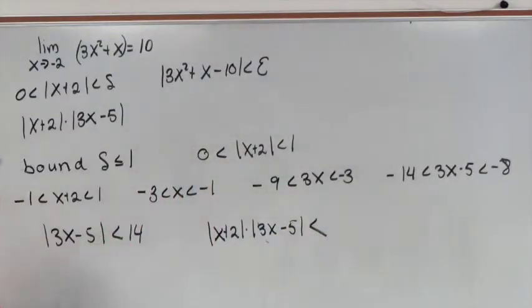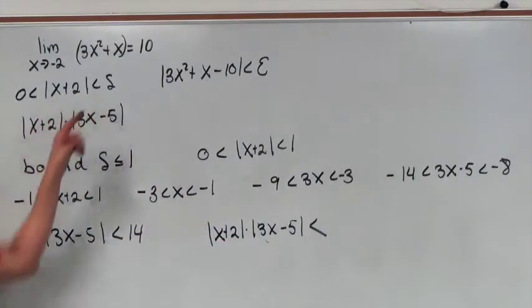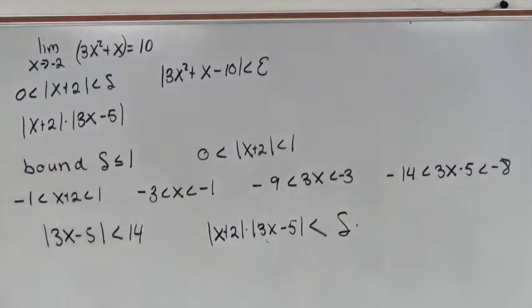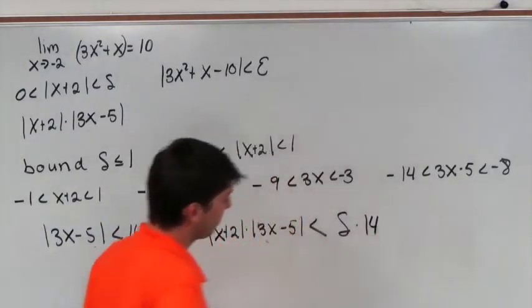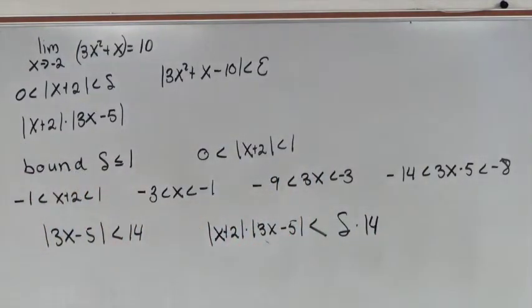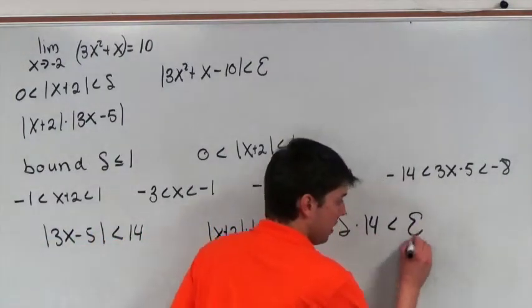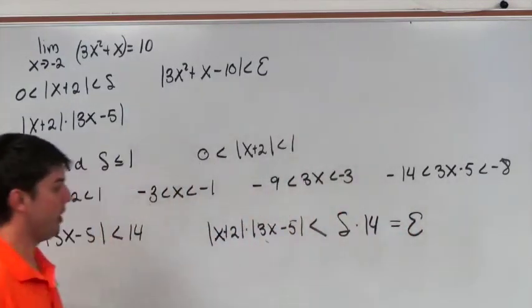Okay. What is bigger than the absolute value of x plus 2? Delta is. What is bigger than absolute value of 3x minus 5? That would be a 14. So our absolute value of f of x minus L is less than 14 delta. We would like for it to be less than epsilon, so we set it equal to epsilon and solve.